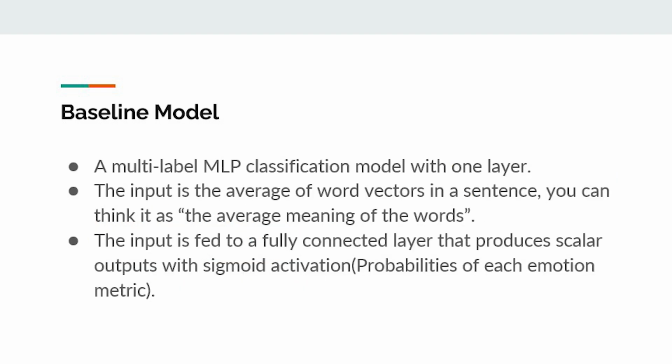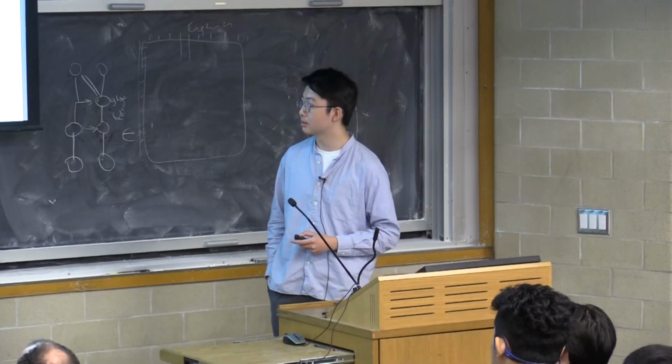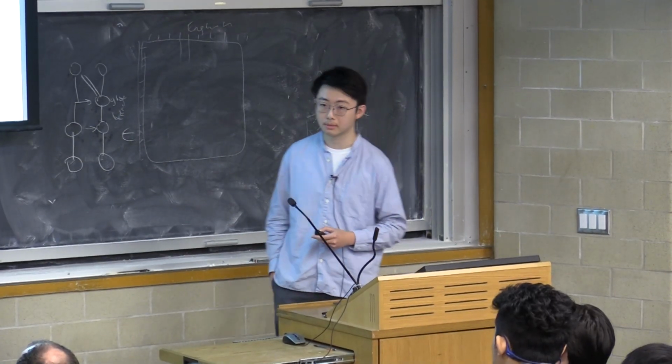For the base model, we are using a multi-label MLP classification model with 1 layer. The input is the average of the word vectors in a sentence, and you can think of it as the average meaning of the words. The input is fed to a fully connected layer that produces scalar outputs with sigmoid activation, which is the probability of each emotion metric.